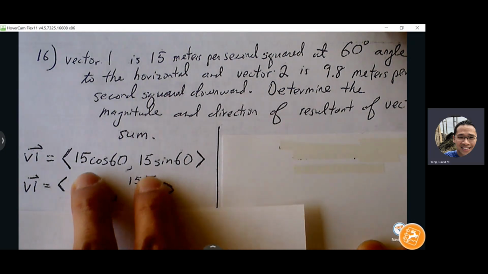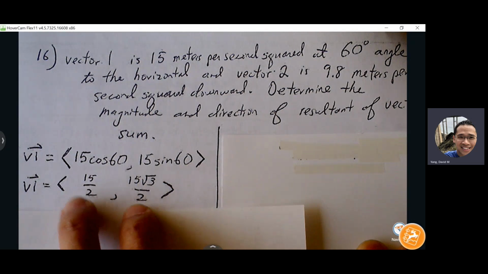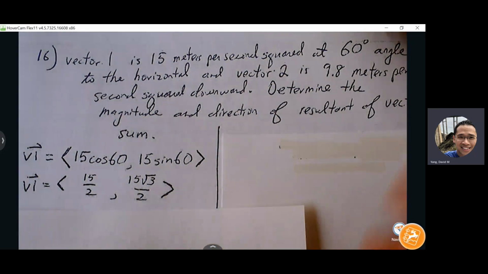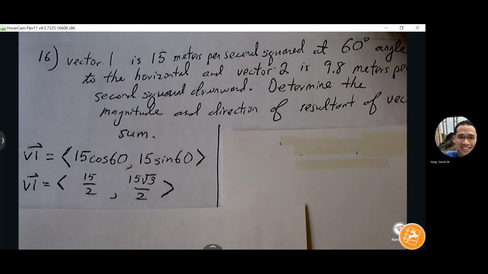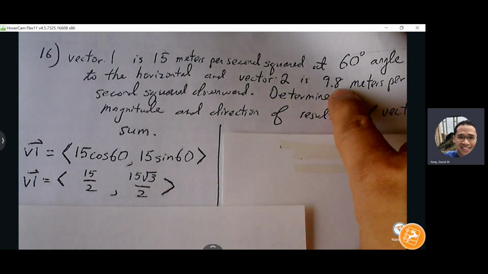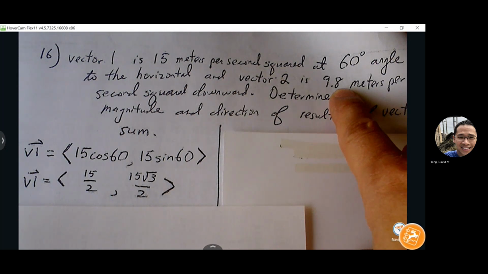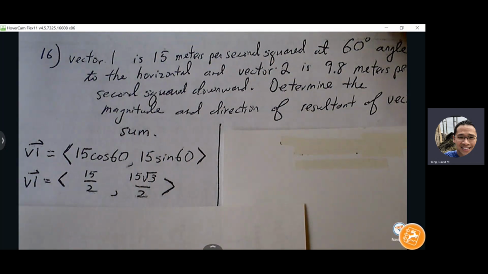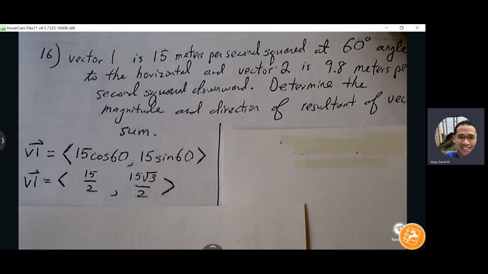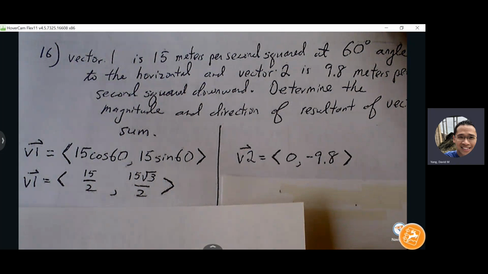Okay. So this is my exact value, but if you have a decimal version, that's fine as well. Now, vector 2, I think, is easier to produce. It's 9.8 meters per second squared downward. So how would you create vector 2? Let's just create vector 2 separately. What is the component form for vector 2? 0, comma, good, -9.8, because we're going south.